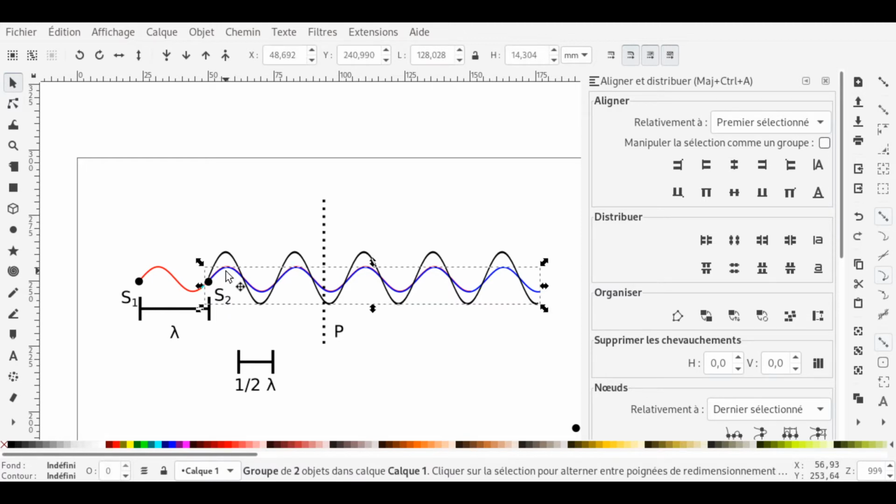Again, if I move this source once more towards the right until I find another spot at which I have constructive interference, I once again moved it by another wavelength.